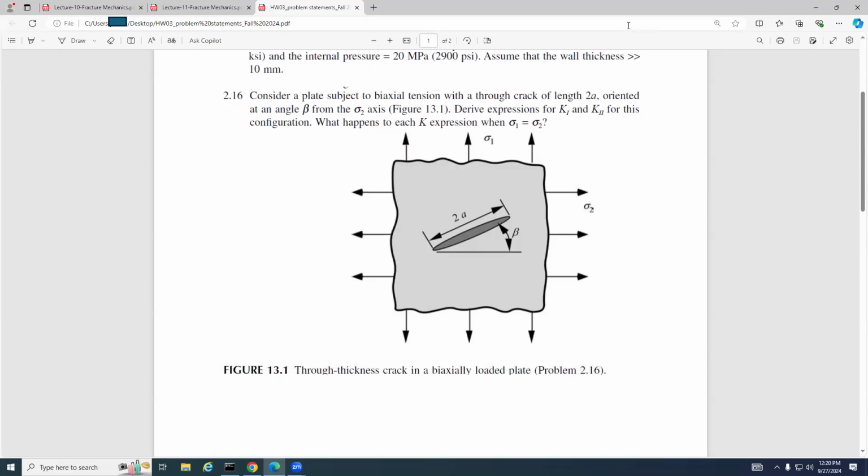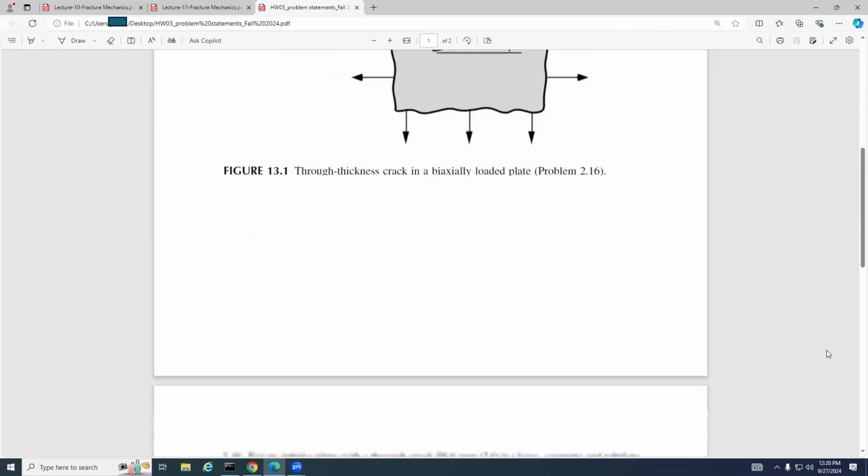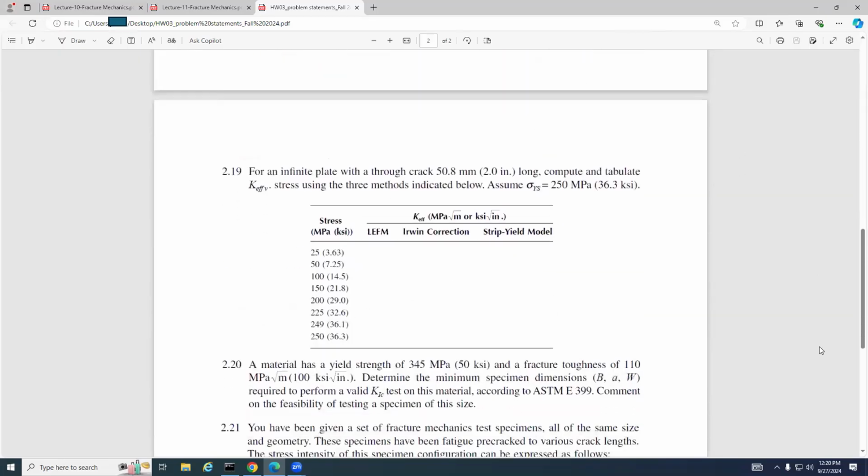So this is 216. Let's look at 219. For 219 you use equation 2.41, equation 2.65, and equation 2.76, and using these you can get the values.